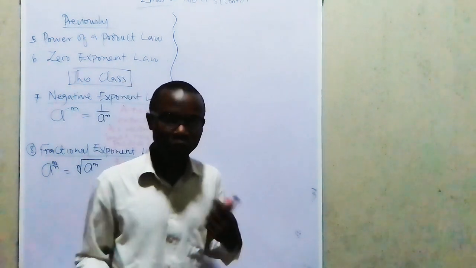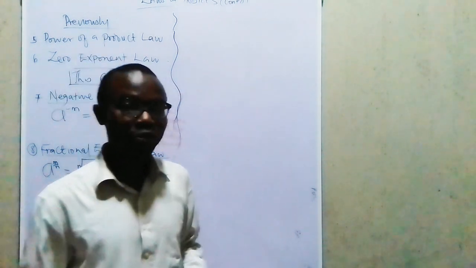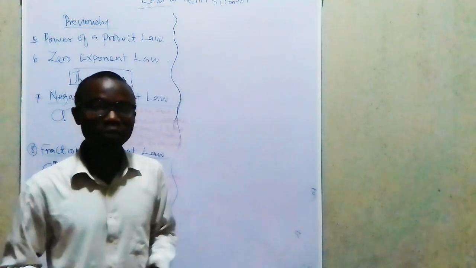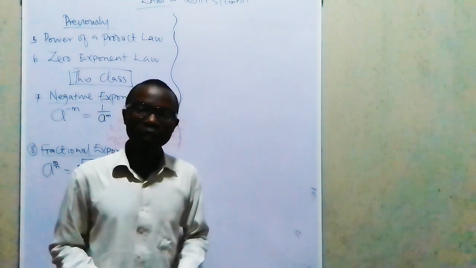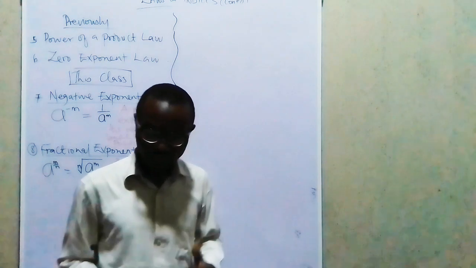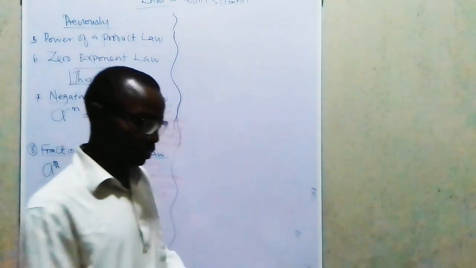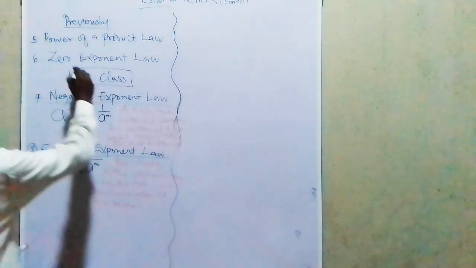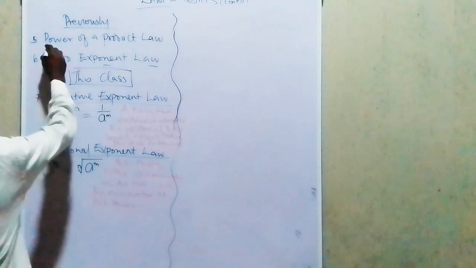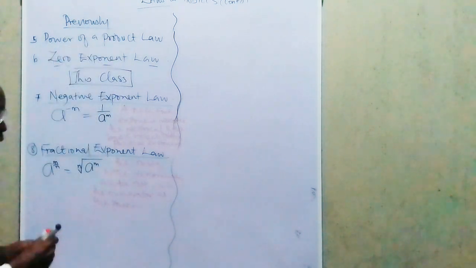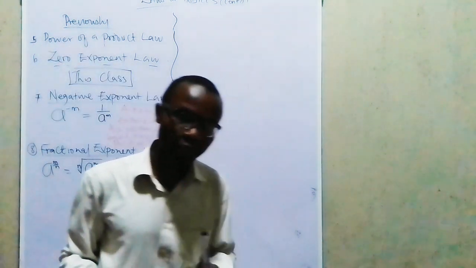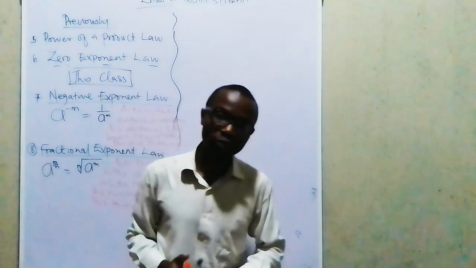Now we've said that the laws of indices is the law that governs exponents and powers. In the previous class we looked at the various laws: the product law, the quotient law, the exponent law. And the very last class before this we had the zero exponent law and then the power of a product law. There's something I did last class and I want you to check out the video.